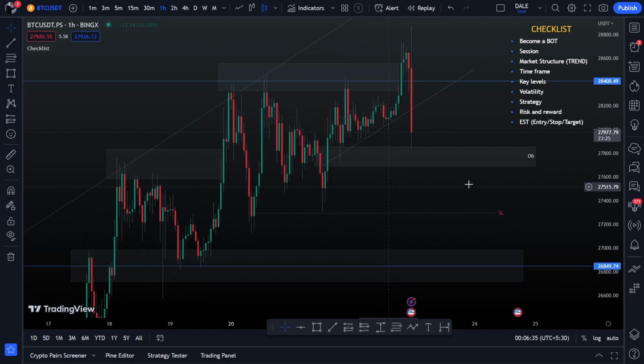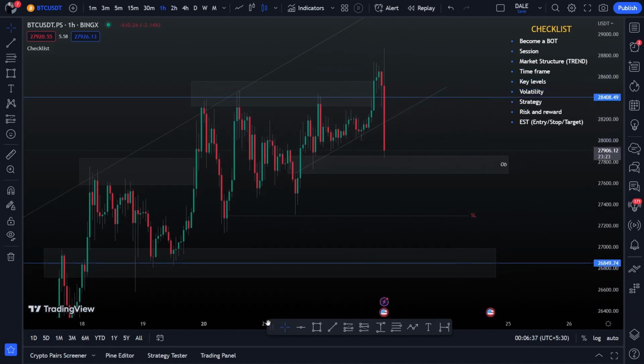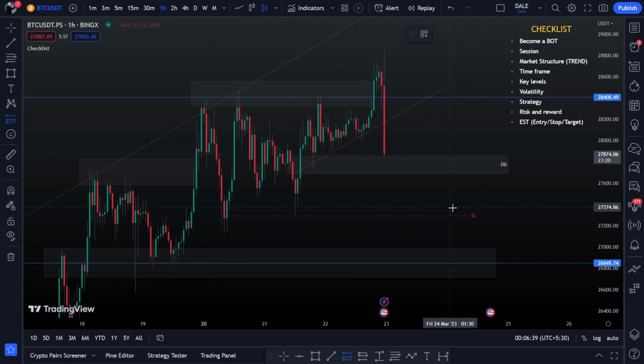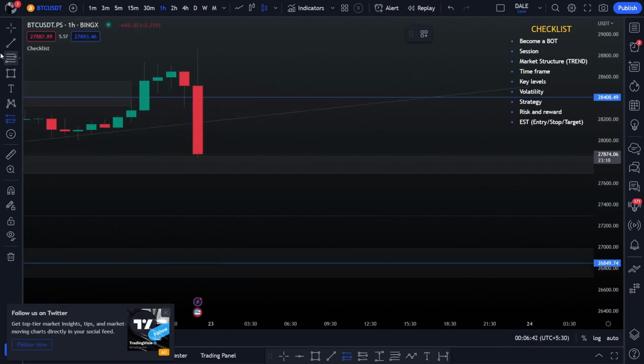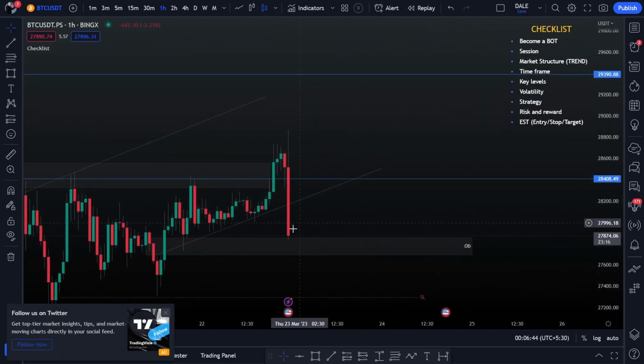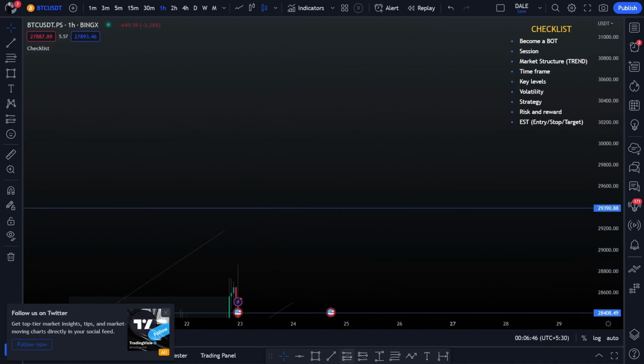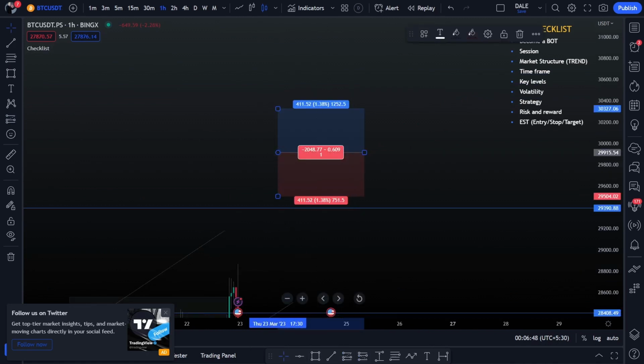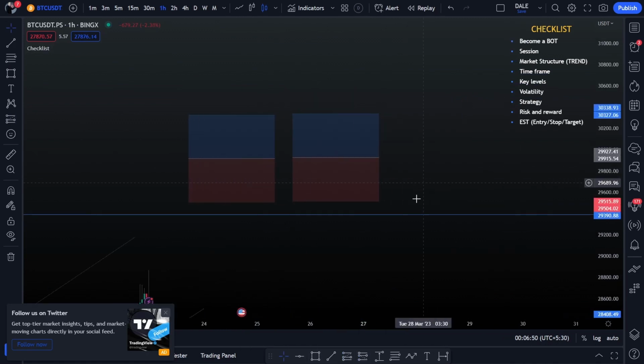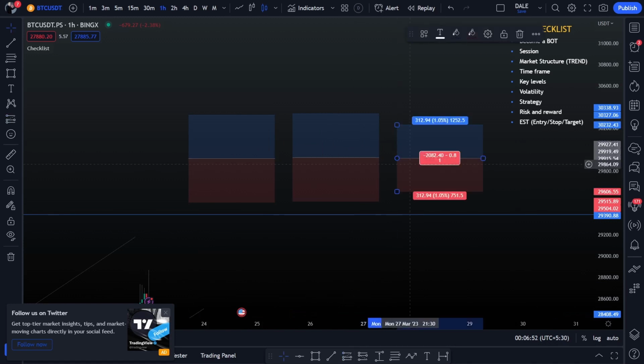So, the risk to reward. I'll just move on to something blank. Let's have 2 or 3 types of risk to reward.